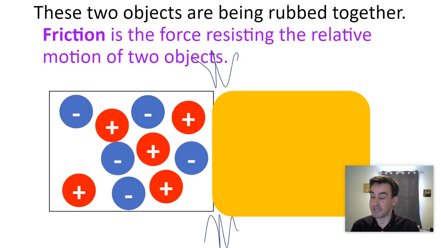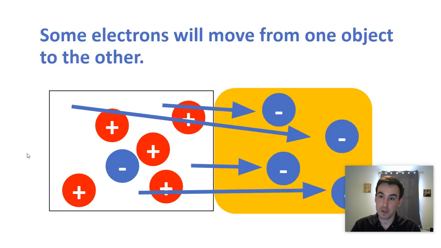So we can demonstrate static electricity by rubbing 2 objects together. Rubbing 2 objects together creates friction. Friction is the force resisting the relative motion of 2 objects. This is enough force to grab electrons from one object and transfer them to the next.